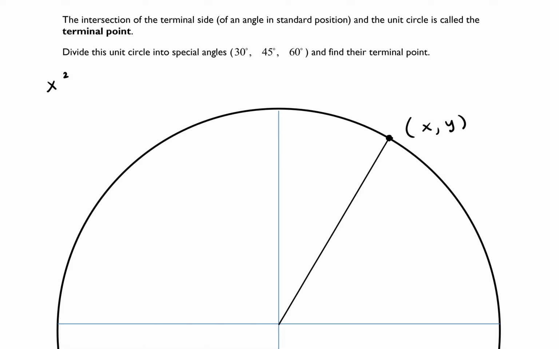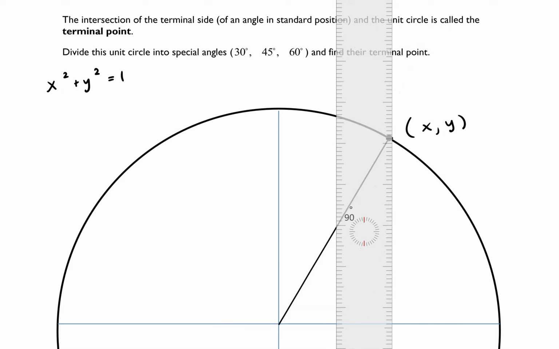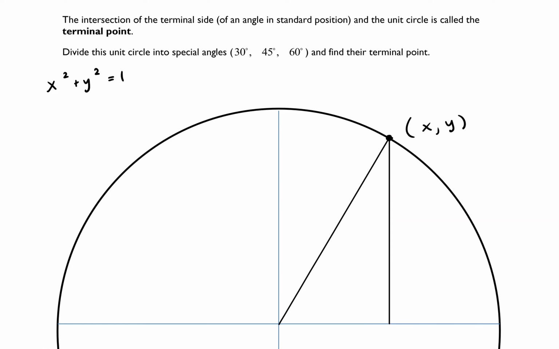And we know that the coordinate satisfies the equation x squared plus y squared equals 1. And we also are going to use the fact that we worked with that special triangle up above in our previous video. So if I draw a line straight down, I know that this now creates a right triangle where this angle here is 60 degrees. This angle is a right angle, so that's 90 degrees, which makes this angle here 30 degrees.